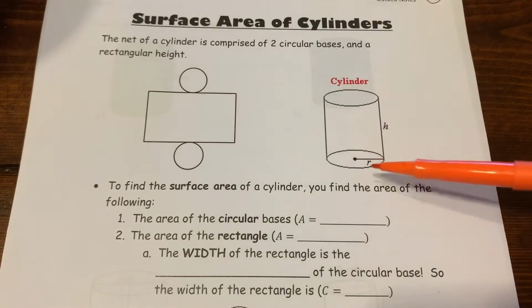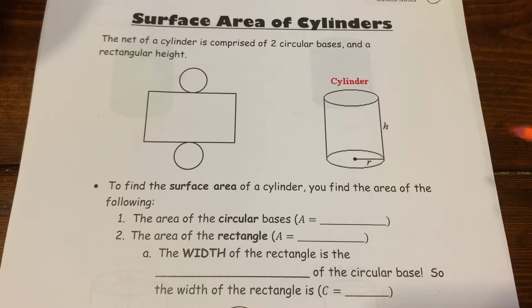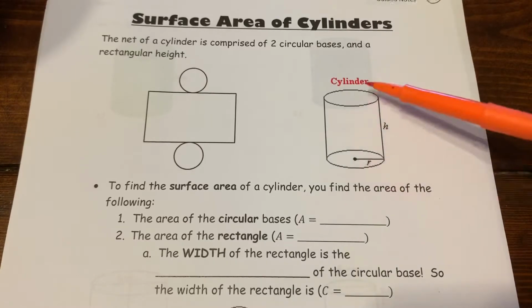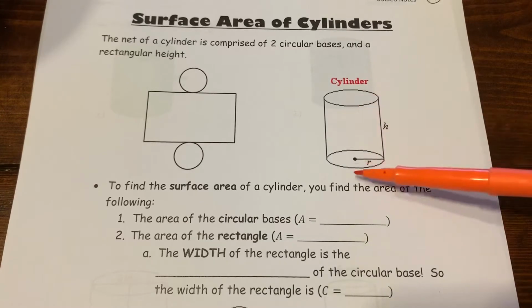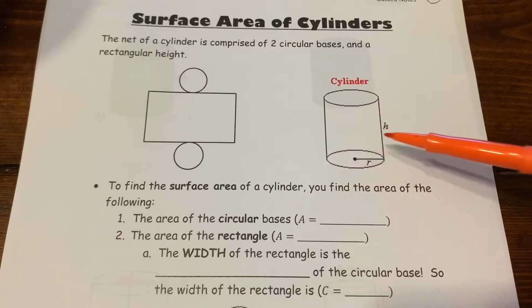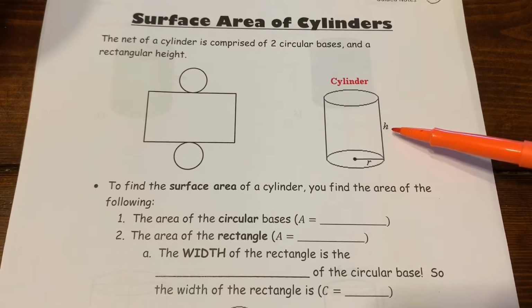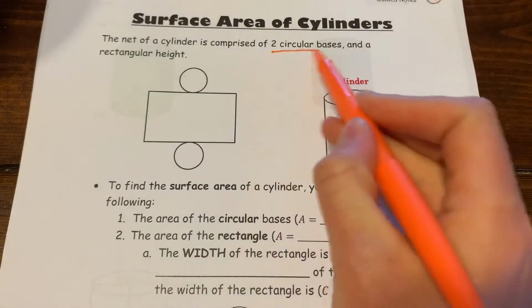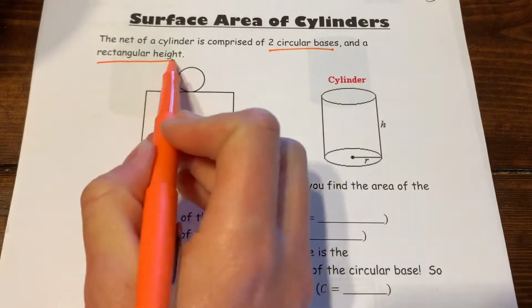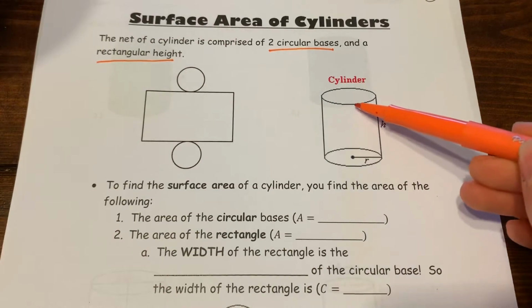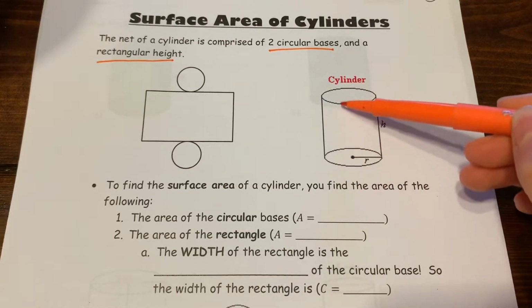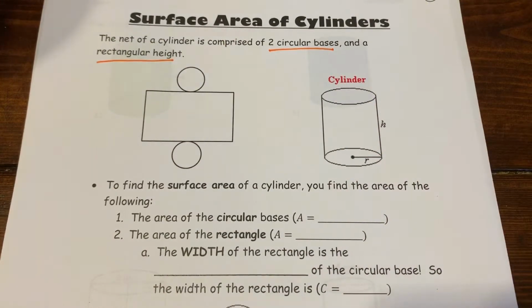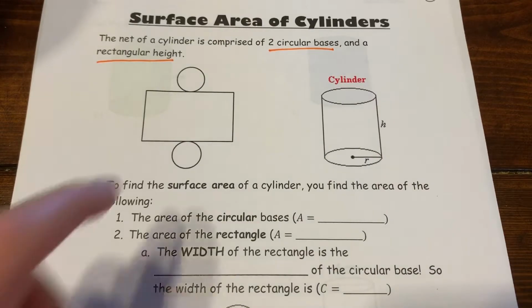So a cylinder, it's kind of just like a water bottle. It has two circular bases on the top and the bottom, and it has a body that wraps around with a specific height. Again, it has two circular bases and a rectangular height, because if you were to cut along the height and unfold it, it would lay out to be a rectangle.